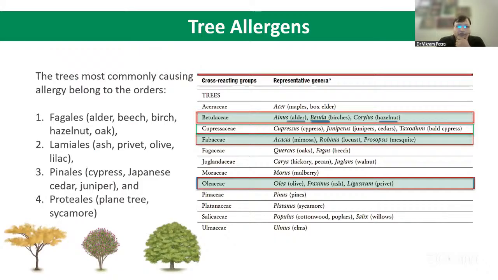When it comes to tree allergens, Betulaceae, as I mentioned, is highlighted. This family of trees is present in our country, in the Himalayan belt. The Fabaceae, that is Acacia, the babul tree, then Prosopis, mesquite as we call it, are commonly found in our country. The Oleaceae group also, Olea, Fraxinus, Ligustrum, are a few from our country.